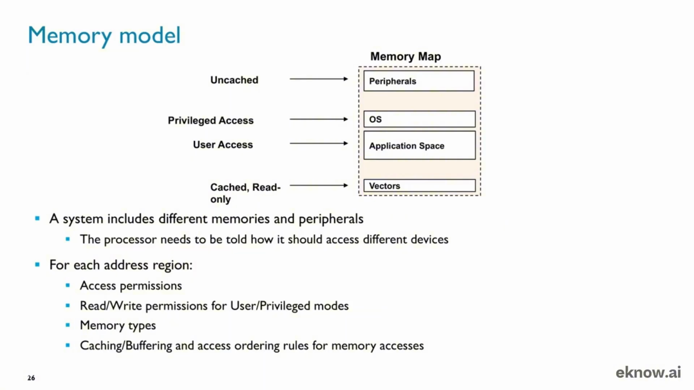The diagram gives us a simplified but very clear example of a memory map. Think of this map as a guide to all the addresses the processor can see. You can see it's divided into different regions. For example, at the top, we have peripherals.